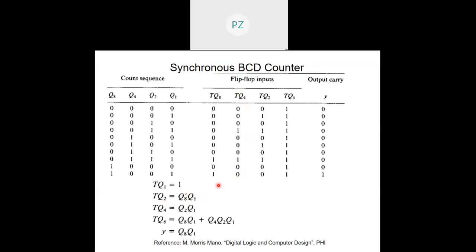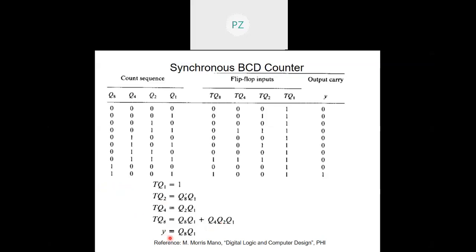Also, when you draw the K-map, assume that all the remaining states are don't care. Take that don't care condition 10, 11, 12, 13, 14, 15 into account. And then see whether TQ4, the expression for it, is coming out to be Q2 Q1 or not. Likewise for TQ8, this will be the expression obtained from the 4-variable K-map where all the remaining states are taken to be don't care.